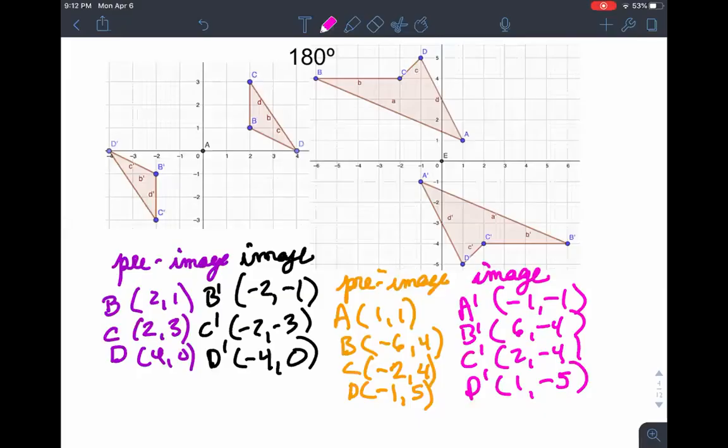Okay, now very well, my brothers and sisters. What is it you see? What magnificent thing has transpired between the pre-image and the image in each of our situations here? Take a second and pause the video. Just look them over. I think you'll find something pretty interesting.